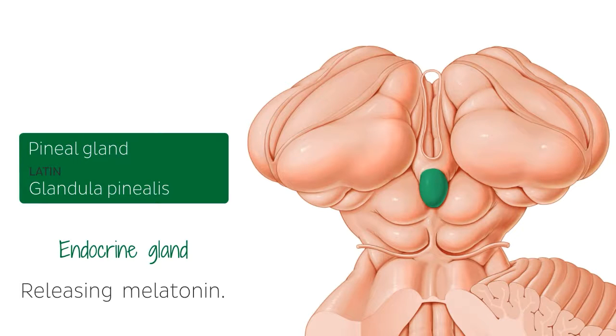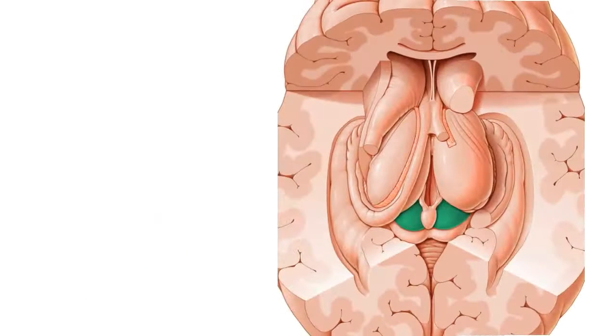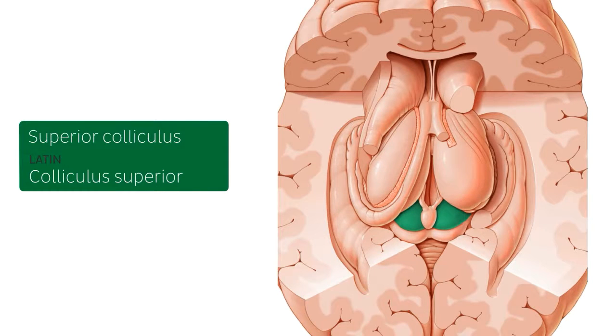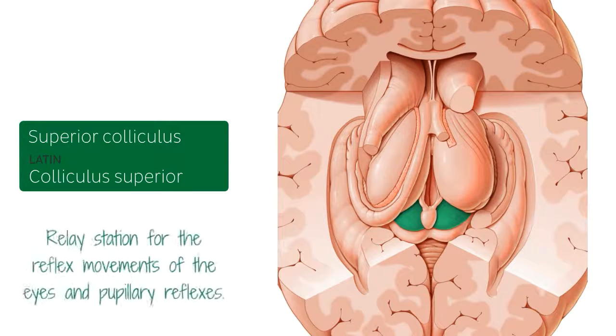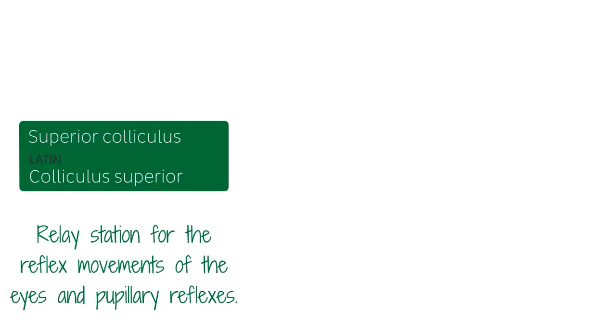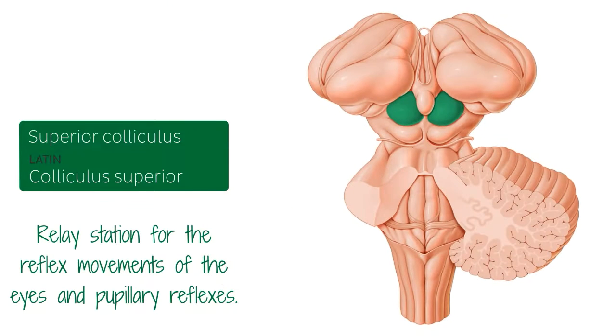Just inferior to the thalamus and on either side of the pineal gland, we can see these two bumps, which are the superior colliculi, or superior colliculus for singular. The superior colliculi are located on the dorsal aspect of the midbrain. Now, they are a relay station for the reflex movements of the eyes and pupillary reflexes. The commissure of the superior colliculi connects the right and left superior colliculi, while the brachium of the superior colliculus connects them to the corresponding lateral geniculate body.